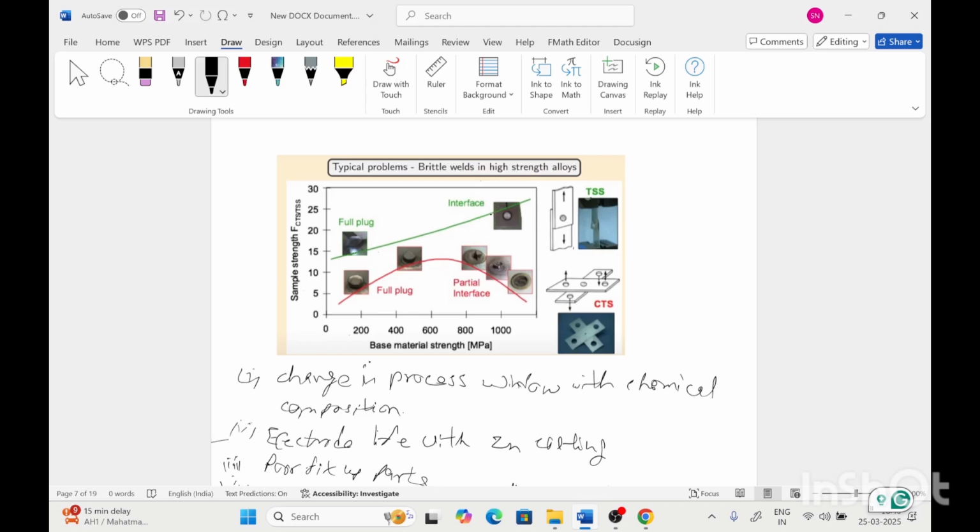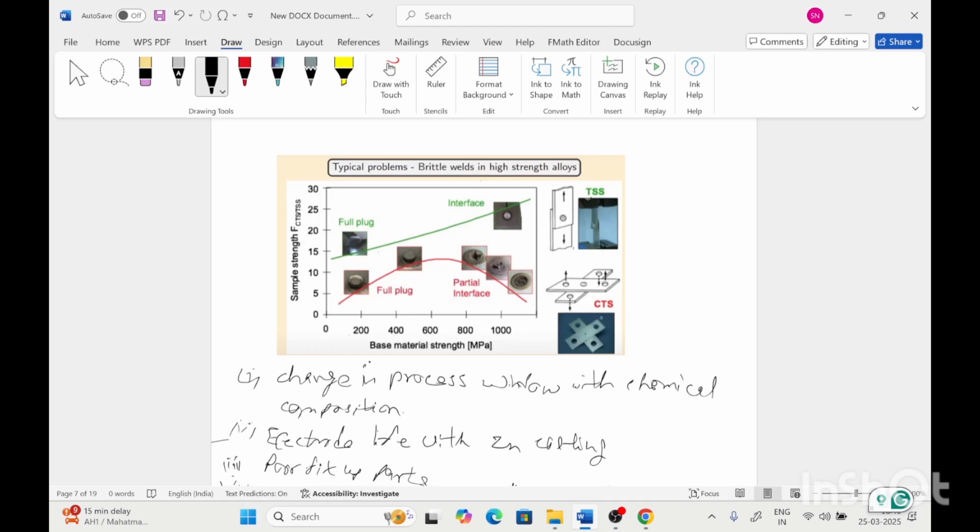In the second case, where the base material strength is increased, the failure will happen at the interface. With an increase in material strength, we have to add alloying elements to increase the strength. Those alloying elements segregate at the weld interface, making that interface brittle. So the failure will occur at that point.